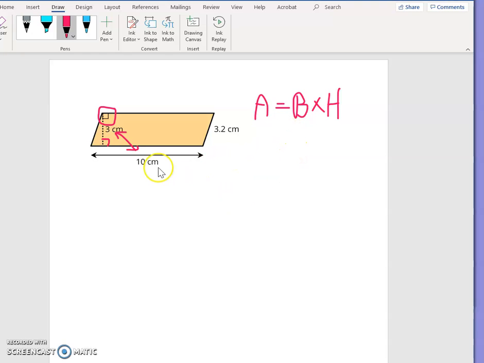I'm going to plug in the values into the formula. So for base, I will replace that with 10, and for height, I will replace that with 3. So the area is found by multiplying 10 times 3, which will give me 30, and I'm going to put a label, because it's area, we're square centimeters.